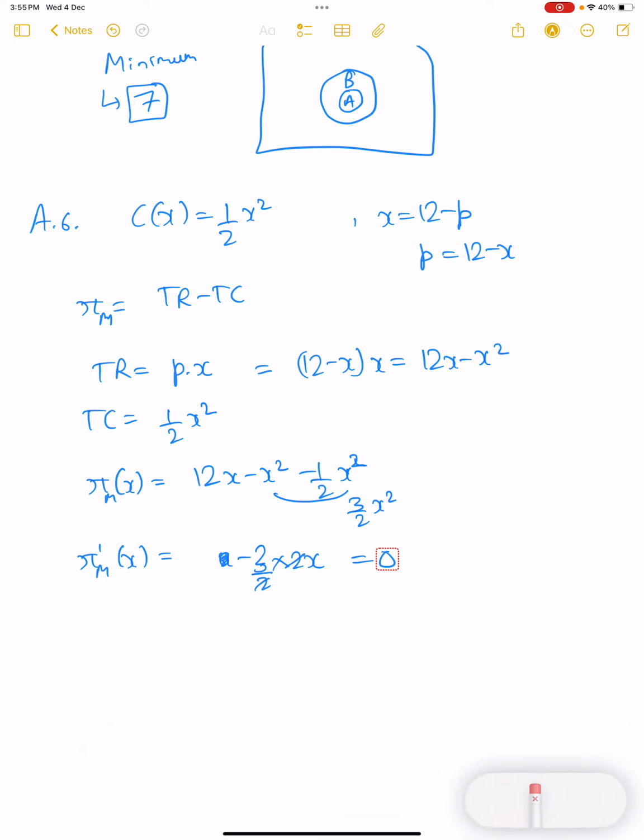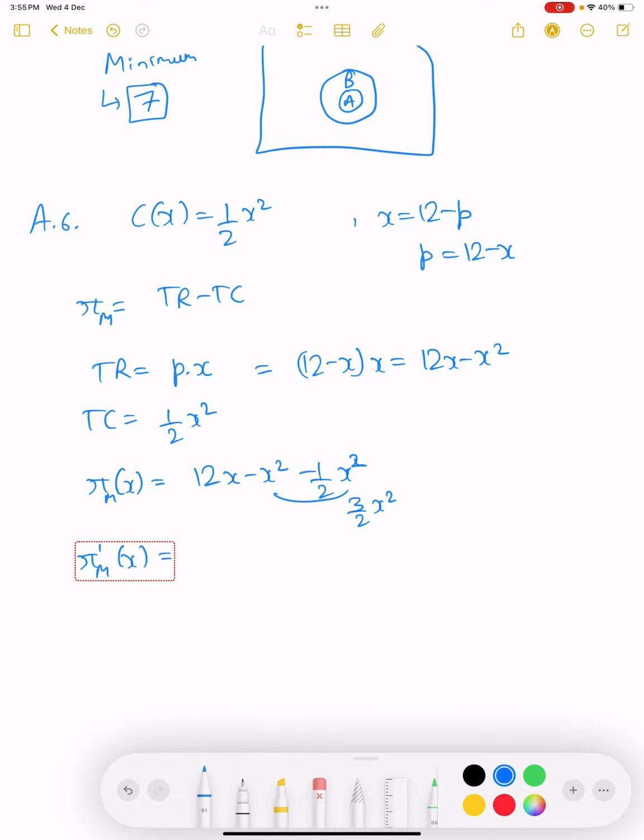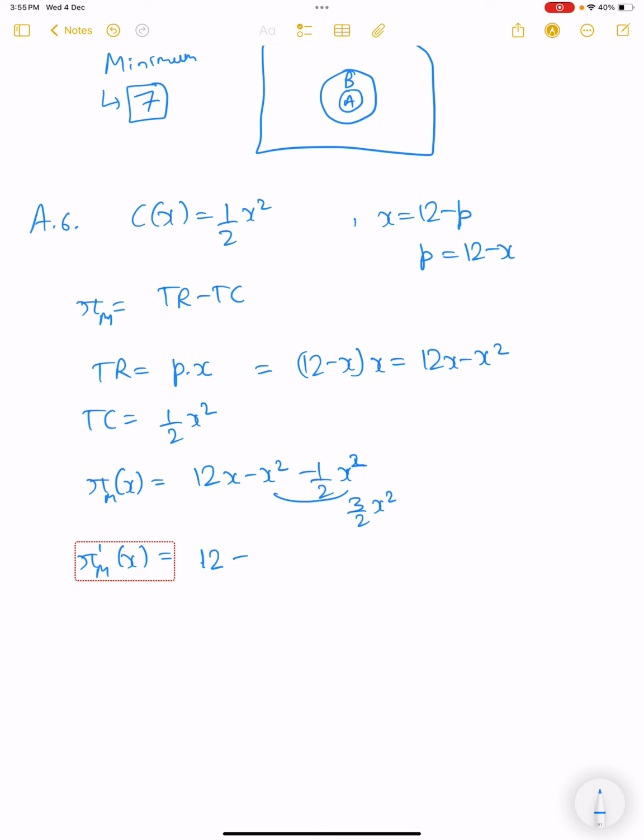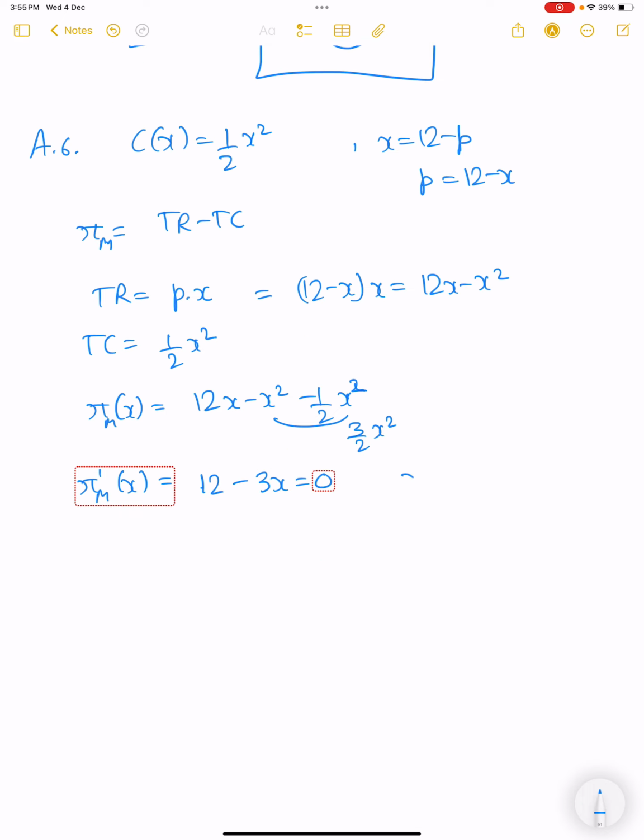Okay, I'll do this again. So the first order condition would be 12 minus 3x should be 0. This gives x equals 4. We need to check the second order condition as well, and this comes out to be minus 3, which is less than 0. So this suggests that this will give us a maximum value.